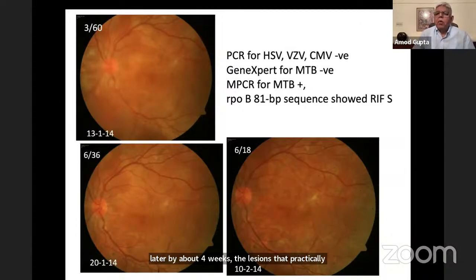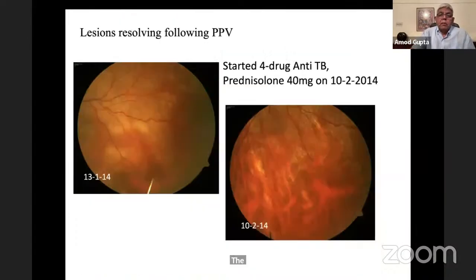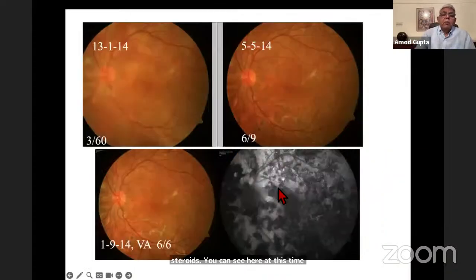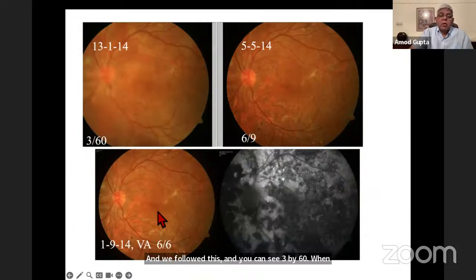We did his PCR for all the viruses, which were negative. The GeneXpert for MTB was negative, but his multiplex PCR for MTB was positive. We did gene sequencing to see if this genome was MDR or rifampicin sensitive. We found that this genome of MTB was rifampicin sensitive, and about a month after the surgery he was put on anti-TB drugs with corticosteroids. You can see the lesions have practically healed, and we followed this patient. He had 3/60 when he first presented to us, and went back very happy, with 6/6 vision in about 8 months' time when I last saw him.